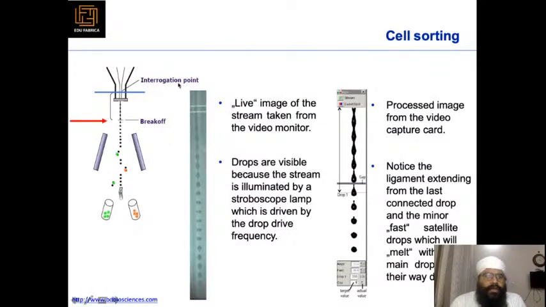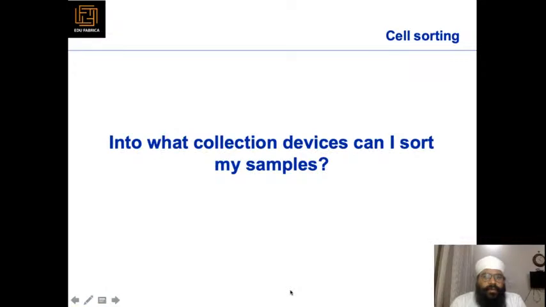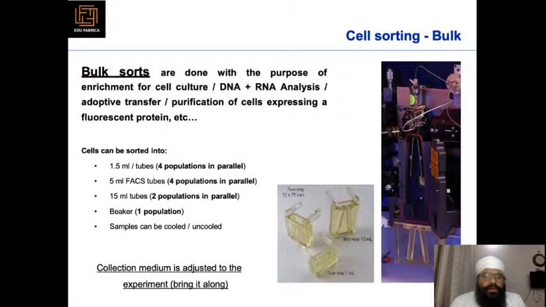Then there is an interrogation point, then there is a break off of it. A live image of the stream taken from the live video monitor is shown here. Drops are visible, and you can see the drops start to become smaller and smaller like this. So what collection devices can I sort my samples into? You can sort your samples for the purpose of enrichment of cell culture, DNA RNA analysis, adoptive transfer, and purification of cells expressing a fluorescent protein. Cells can be sorted into 1.5 ml tubes, 5 ml FACS tubes, 15 ml tubes, and a break beaker, and samples can be cooled or uncooled.